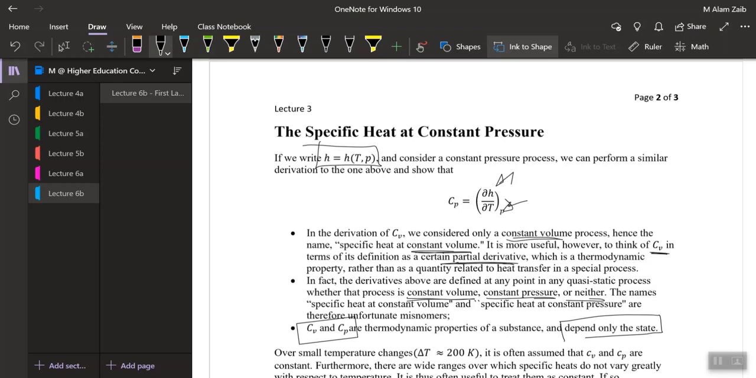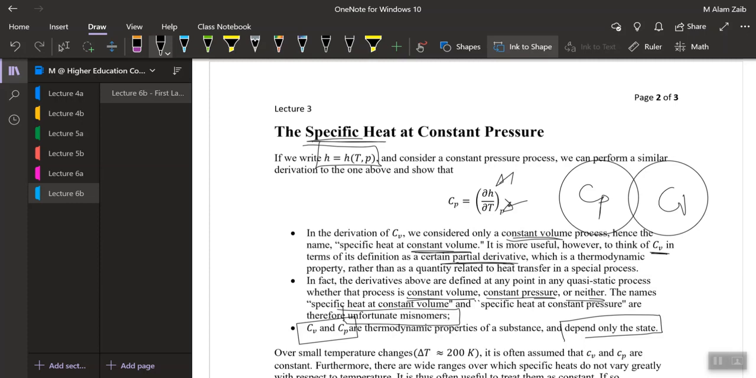In other words, these are called unfortunate misnomers. What we call misnomers are names that are not correct. Cp is actually given a name which is not a correct name, or Cv is actually given a name which is not a correct name. Cv does not depend on volume. Cp does not depend on pressure. We only used constant volume and constant pressure when we were deriving them. Themselves, they do not depend on volume and pressure.